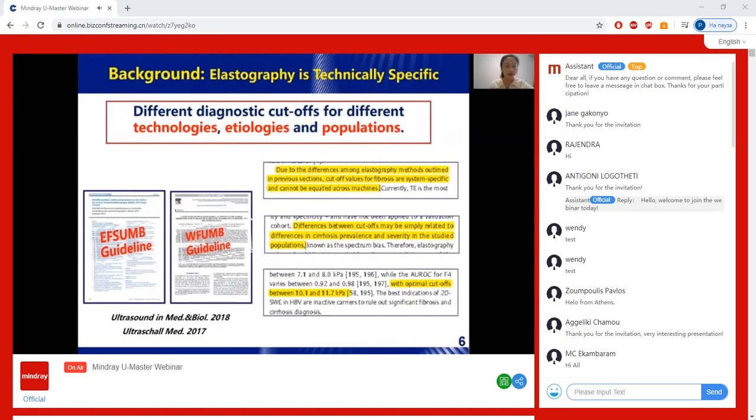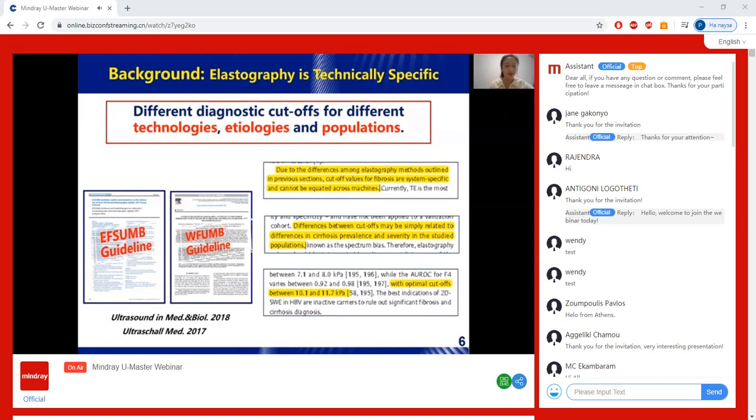As indicated in elastography guidelines, stiffness measurements are system-specific, and different diagnostic cutoffs for different technologies, etiologies, and populations should be developed.